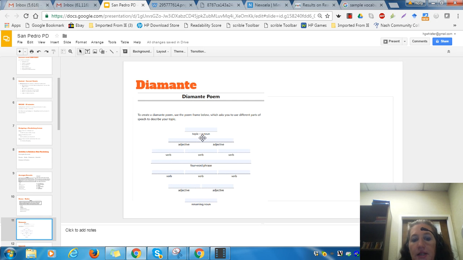Diamante is another good one because it helps with parts of speech, because each line has a separate part of speech. So for instance, the first one says noun, then there are adjectives, and there are verbs, then there's a phrase, and there are verbs, adjectives, and then there's the renaming noun. So the noun at the top is the vocabulary word, and the noun at the bottom is a synonym for it. So it'll help students make connections between the two words.